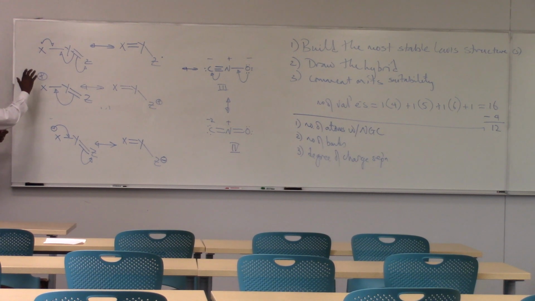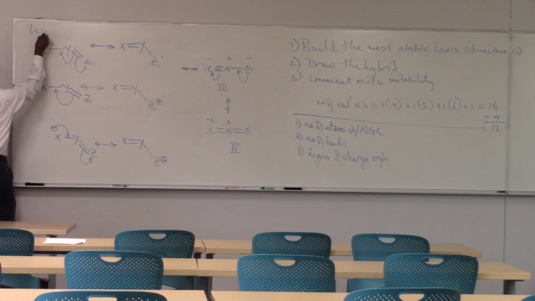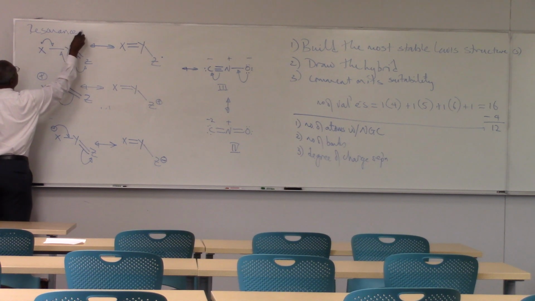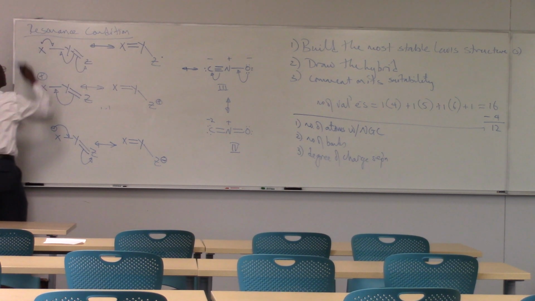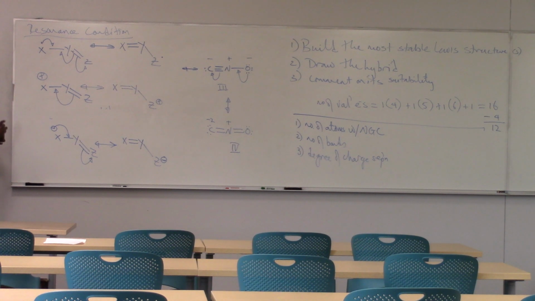So the resonance condition arises in a very specific set of circumstances. If I have X a single bond away from a multiple bond, and X bears either a lone electron, a positive charge, or a negative charge, I am at the resonance condition. Resonance is going to happen.